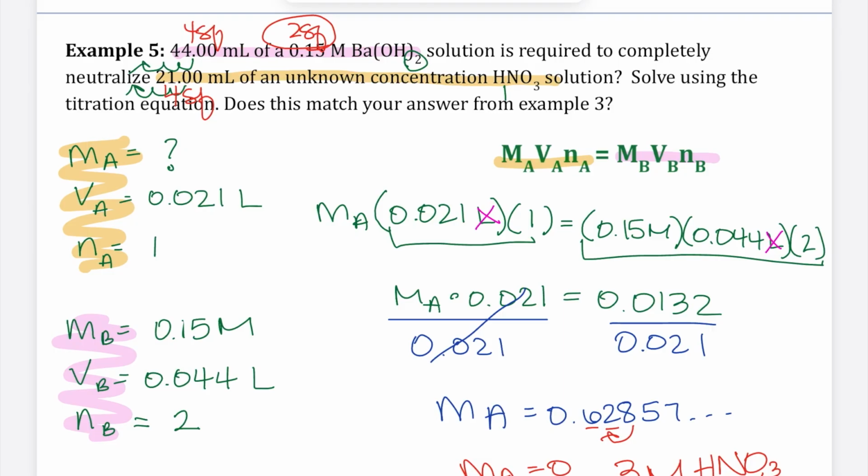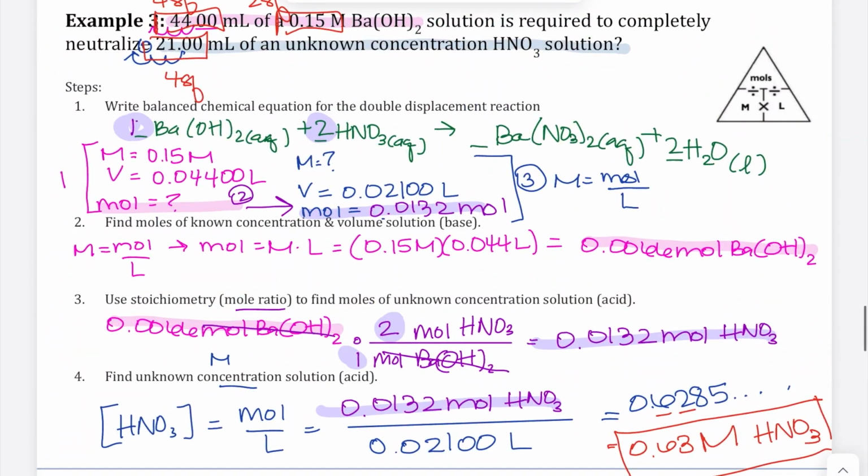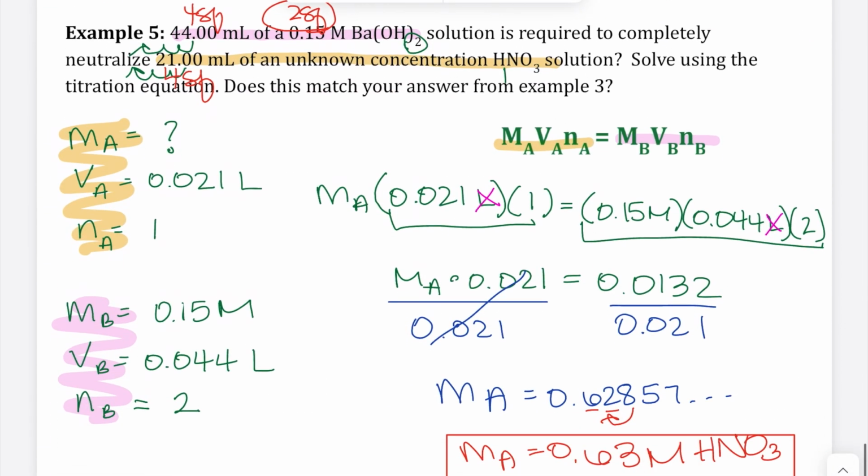And the last part of this question asks, did we get the same answer as in example 3, so that 0.63 molar? As I go back up to example 3, that is what we got here as well. So it was the same problem, we just solved it 2 different ways. So yes, we did get the same answer. So again, you can use the titration formula if you remember it. Otherwise, it is just solution stoich.